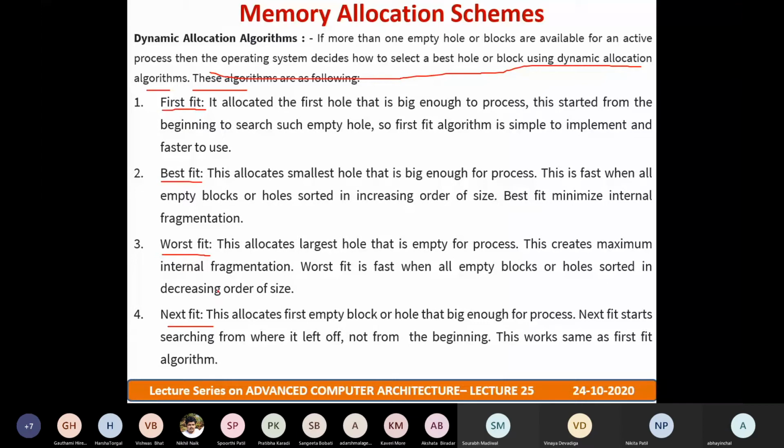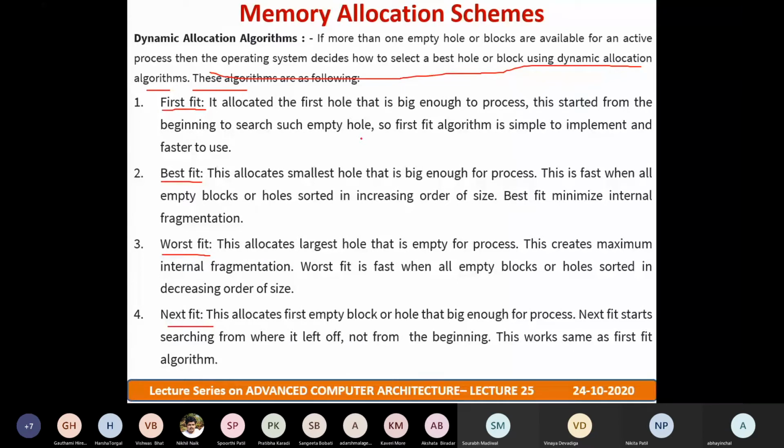In first fit, it starts searching from one end to the other. It allocates the first hole that is big enough for the process. It starts from the beginning to search for such an empty hole. So the first fit algorithm is simple to implement and faster to use. But it has a drawback. Suppose I need only 4 KB, and the first block I come across is 16 KB, then that block is allocated to me. Then in that 16 KB, 4 KB is used and the remaining 12 KB becomes unutilized.